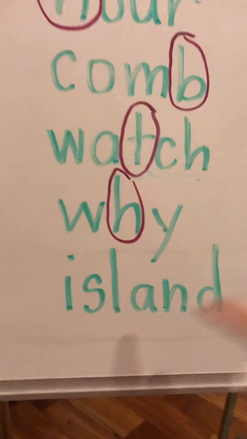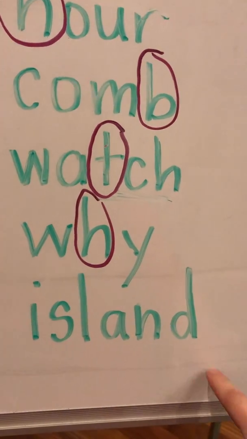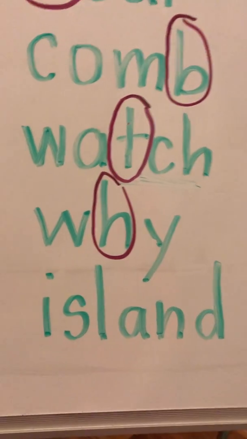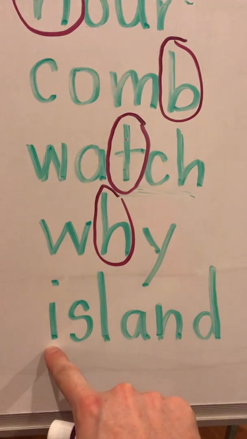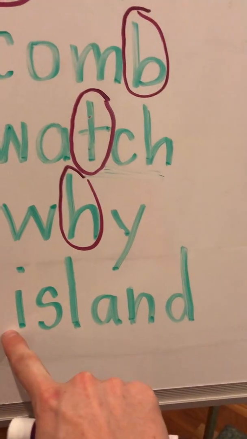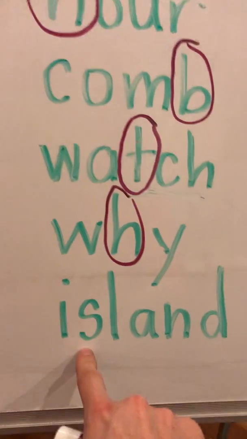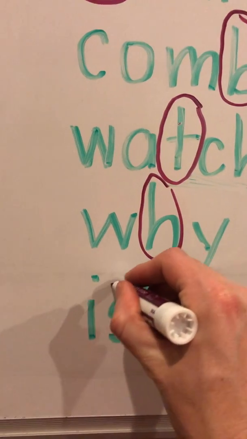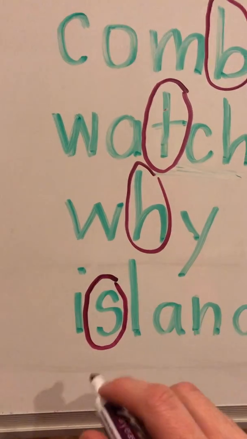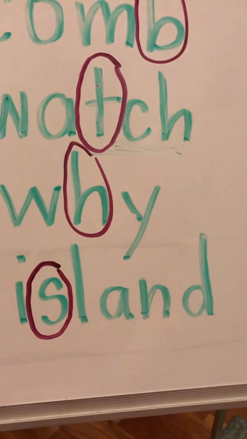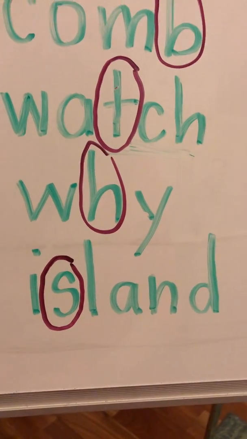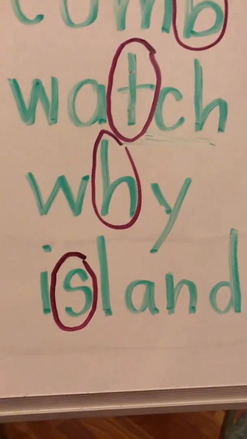And let's look at our last word. This word is island. So an island is land surrounded by water. Island. Do we hear this S? No, island is a funny word because you hear land, but that's a very funny word. Usually we don't have silent S's in words, but our S is silent.